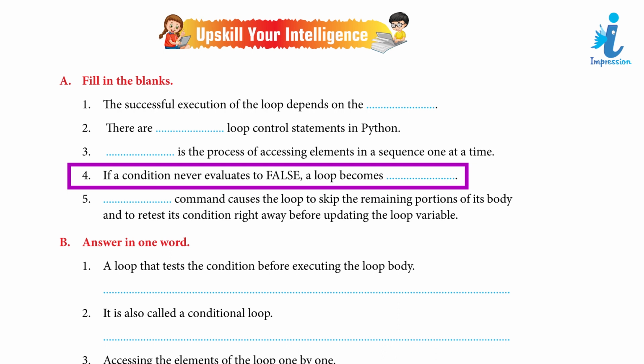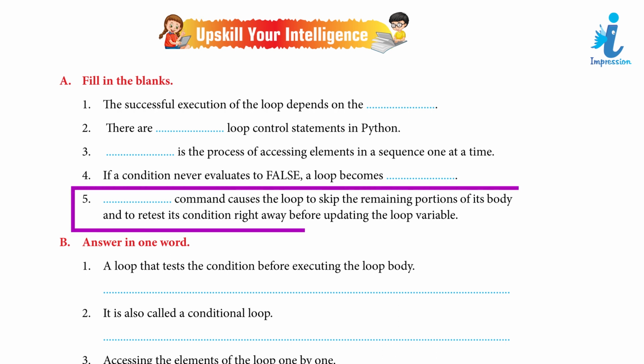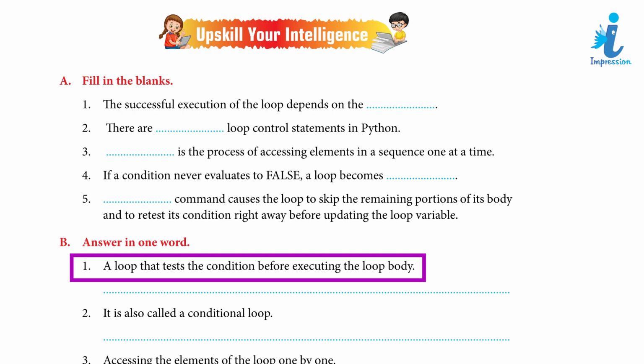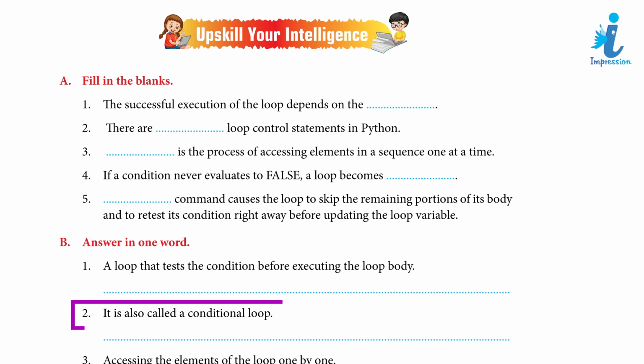5. Dash command causes the loop to skip the remaining portion of its body and to retest its condition right away before updating the loop variable. Answer: Continue statement. B. Answer in one word. 1. A loop that tests the condition before executing the loop body. Answer: While loop. 2. It is also called a conditional loop. Answer: While loop.